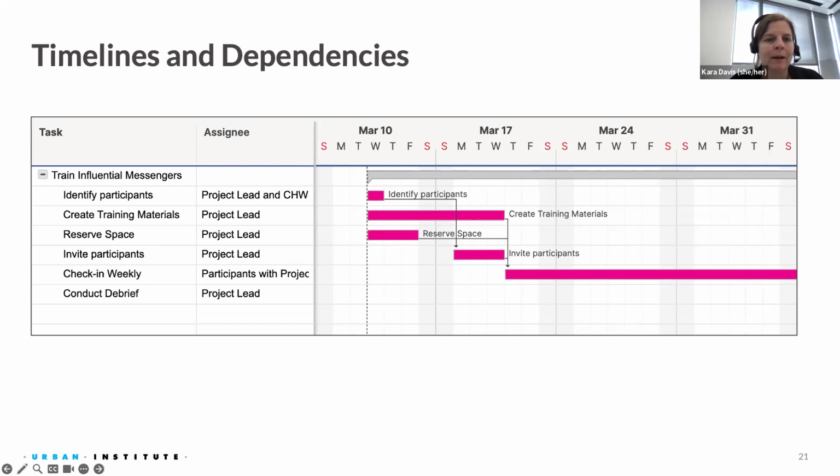So if I can't really invite people until I've reserved the space because I want to tell them where to go, I certainly can't invite them before I've identified them. So mapping out those dependencies and thinking about how long it might take you to do things or what you can do in parallel helps with the timeline.